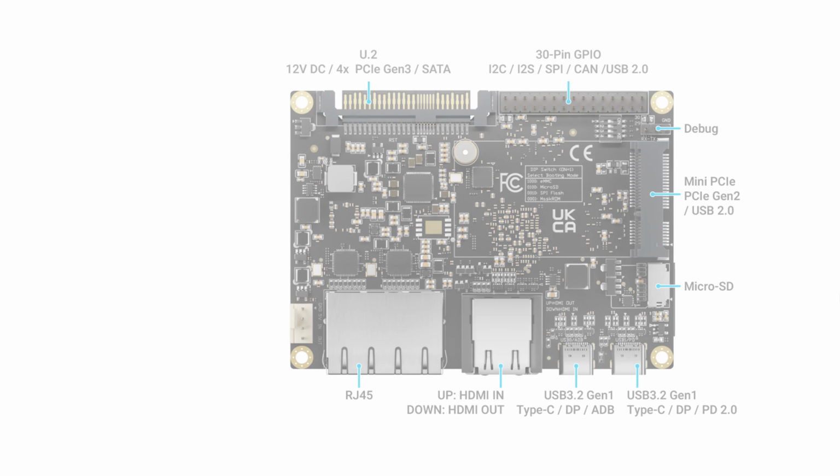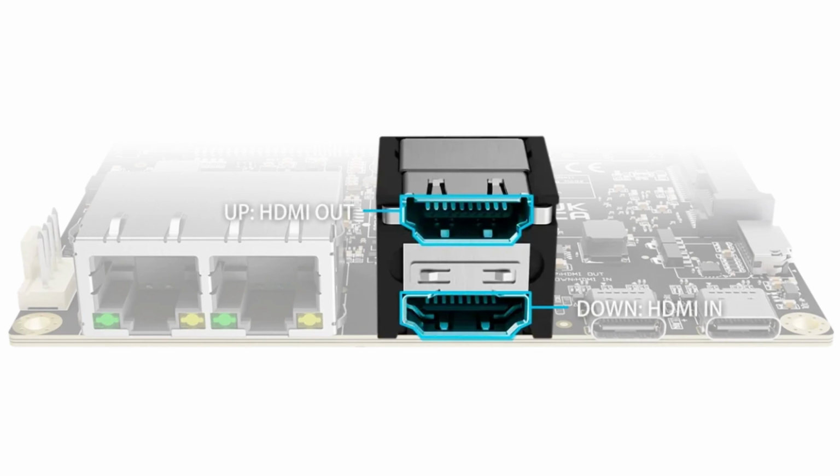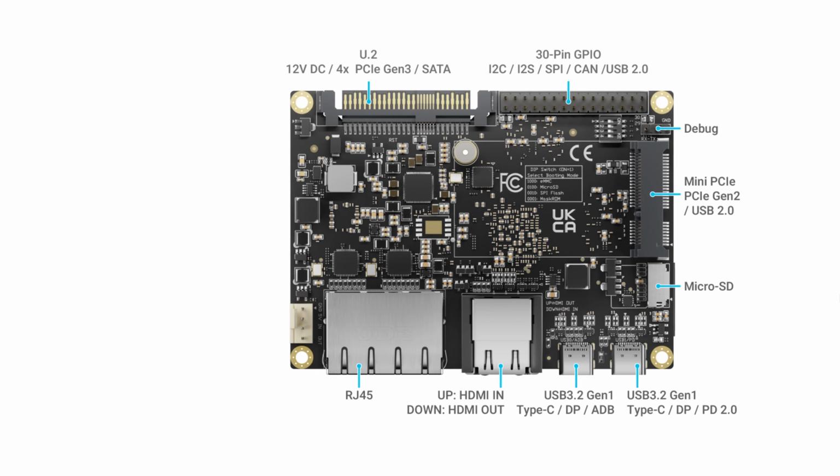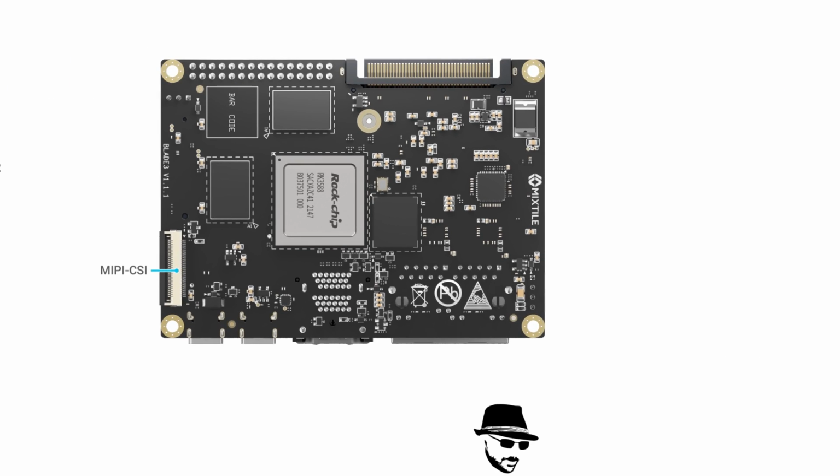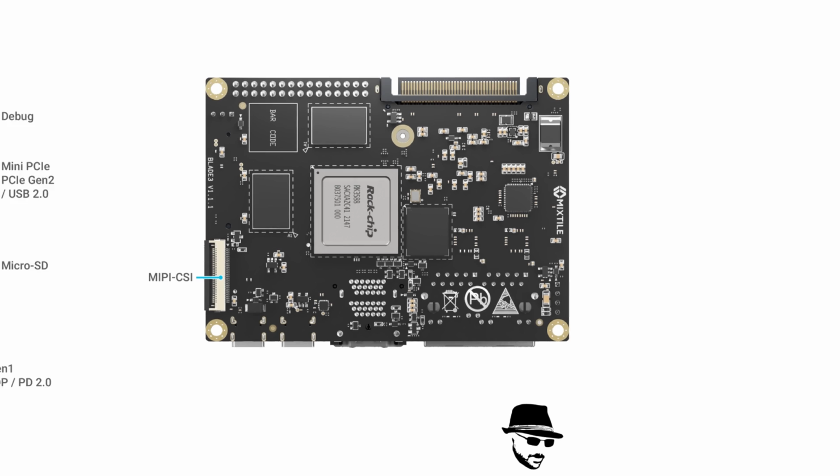Then we have got two HDMI ports. So the top HDMI port is HDMI out, the bottom HDMI port is HDMI in. Then we have got 2x2.5 gigabit Ethernet. Next to that we have got the fan connector. And then on the bottom of the board there is the MIPI CSI connector for a camera. And of course the SOC, the RAM and eMMC.